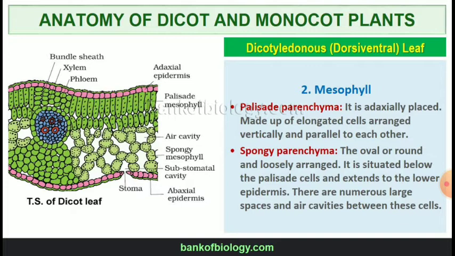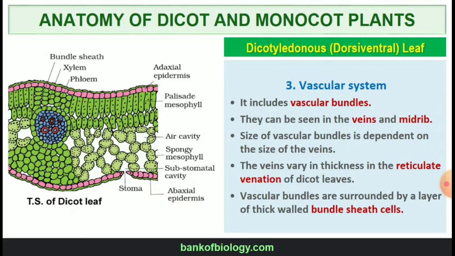It is situated below the palisade cells and extends to the lower epidermis. There are numerous large spaces and air cavities between these cells, that is, the spongy parenchyma. So the mesophyll can be divided into palisade parenchyma and spongy parenchyma.